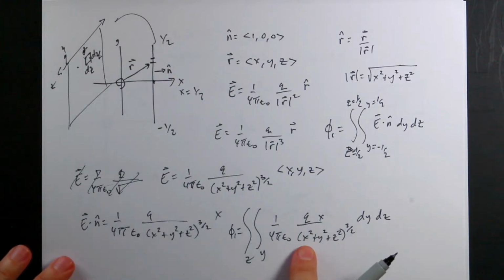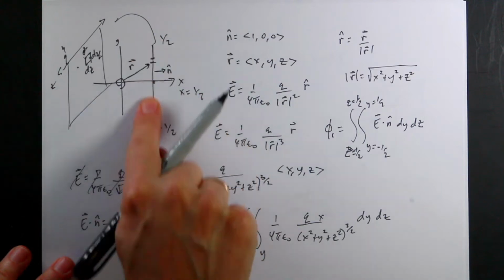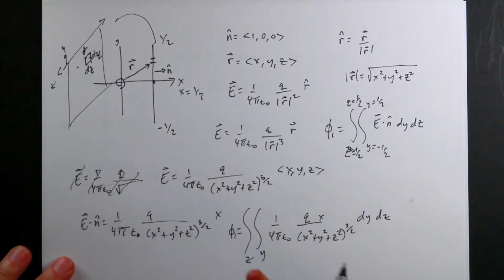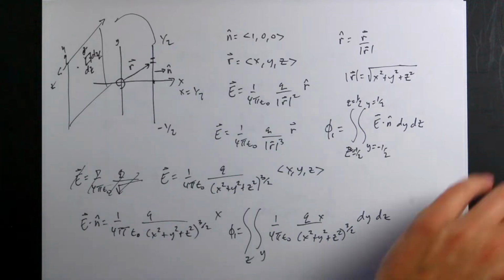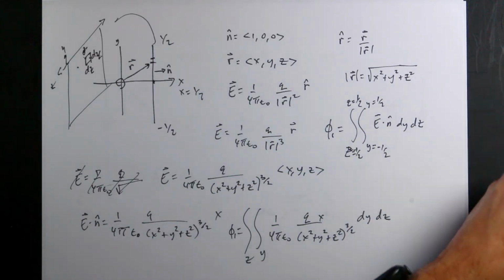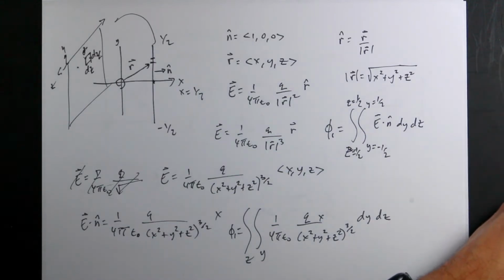Because x is a certain value. On all over this surface, x is equal to 1/2. So that's nice. And also I have some constants. So let's pull those constants out front and rewrite this in the simplest form before we do the double integral.